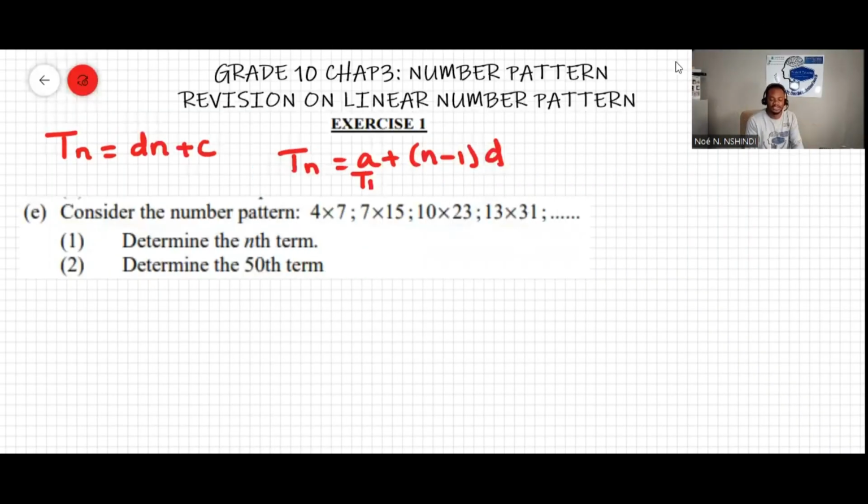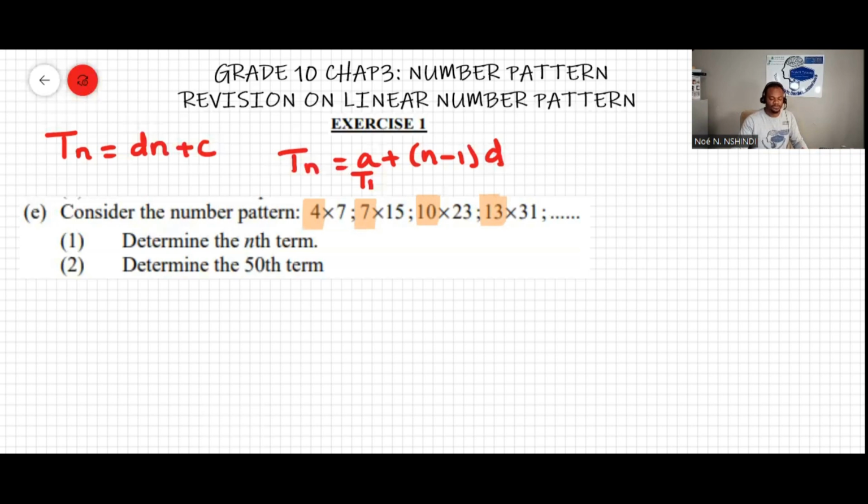Well, another question here says, consider the number pattern 4 times 7, 7 times 15, 10 times 23, 13 times 31. Determine the nth term, and then also determine the fifth term. Now, when I look at these numbers, I notice that we have two kinds of patterns here. We have 4 and then 7 and then 10 and then 13. Those follow a certain pattern. It's add 3 all the time. The constant difference is 3.